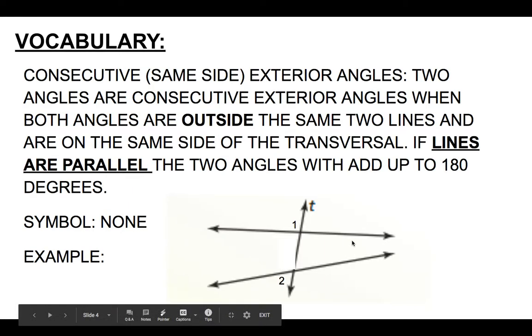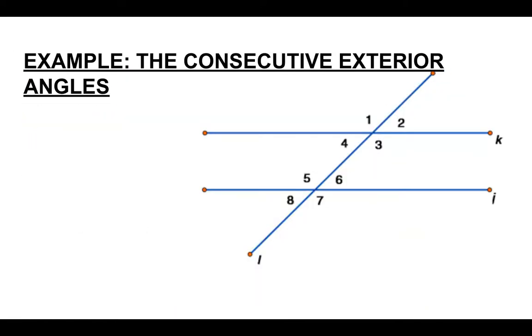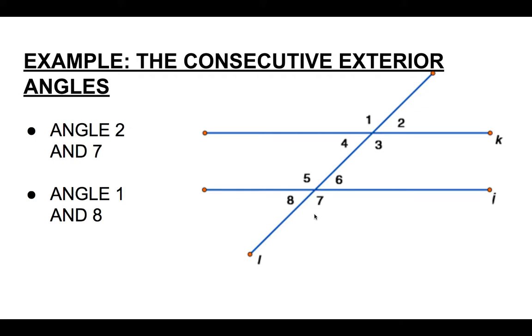And then again, if the lines are parallel, then these two angles will add up to 180 degrees. So keyword is if they're parallel. So go ahead and name the consecutive exterior angles in this image. And you should have gotten 2 and 7 and 1 and 8.